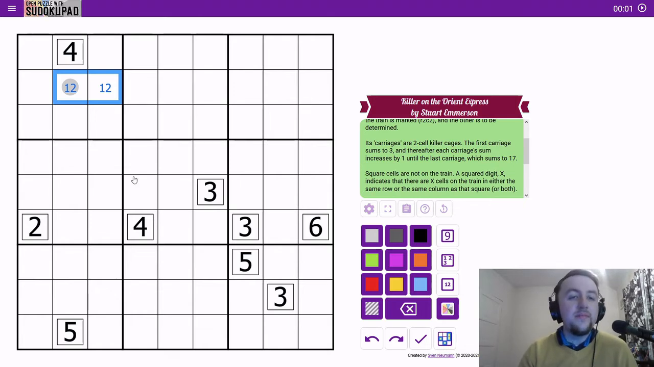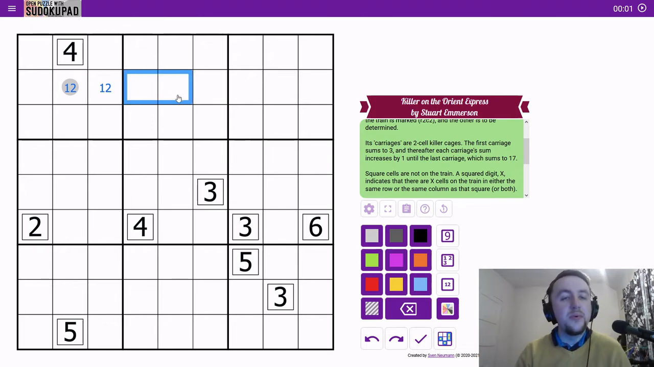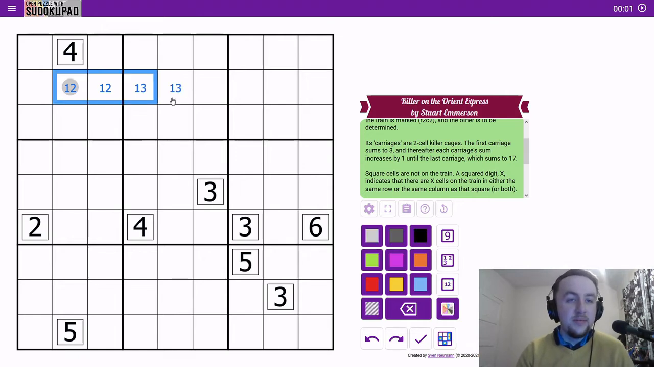Then the next killer carriage, whatever we want to call it, is going to add up to 4. And again, if you've done any killer Sudoku, the only way to make 4 with 2 different digits of a Sudoku is 1 and 3. Now, do you notice an issue here? Yes, we've got 2 1s in the same column.